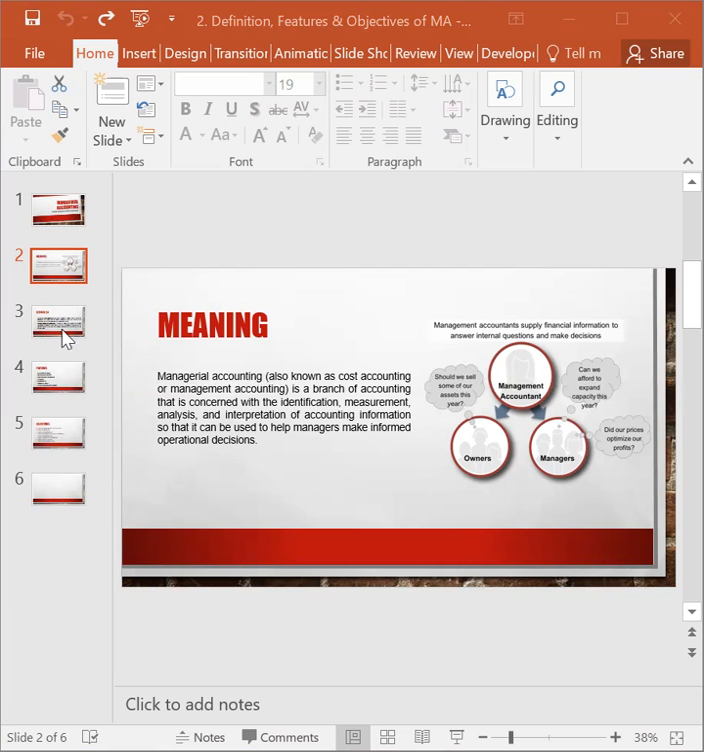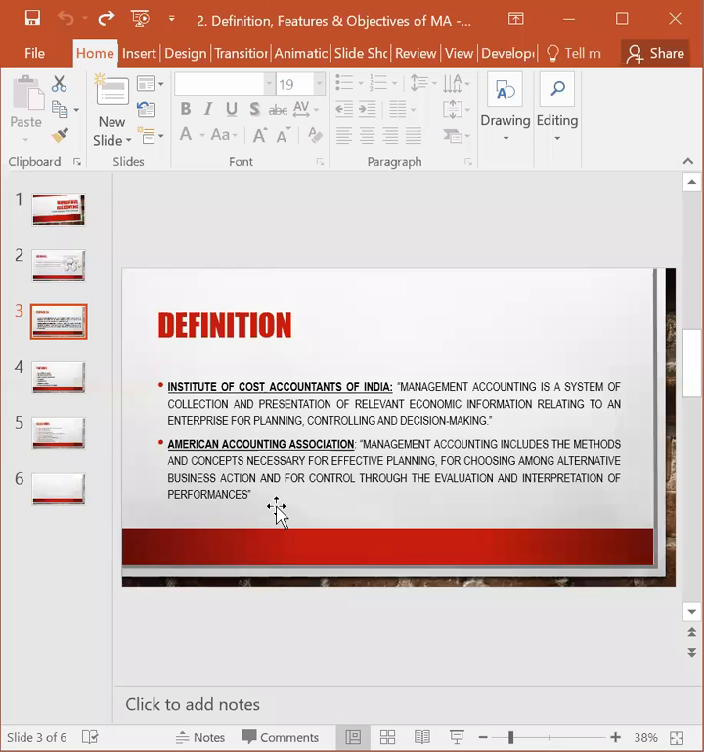Let us look at some definitions. According to the Institute of Cost Accountants of India, management accounting is a system of collection and presentation of relevant economic information relating to an enterprise for planning, controlling, and decision making. So this definition says it's a system where you collect and present the information for planning, for controlling, and for decision making.